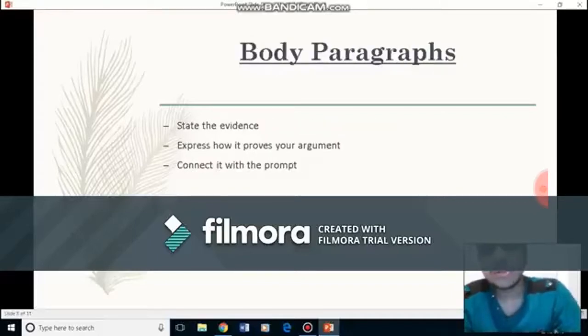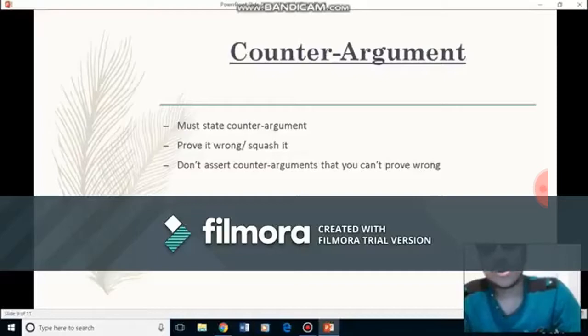The body paragraphs, you should start them with stating the evidence that you jotted down in the plan. So you write down the evidence, then you say how it helps prove your argument and connect it with the prompt or the question. So this is how you write the body paragraph, so that it's connected to both your argument and the prompt.